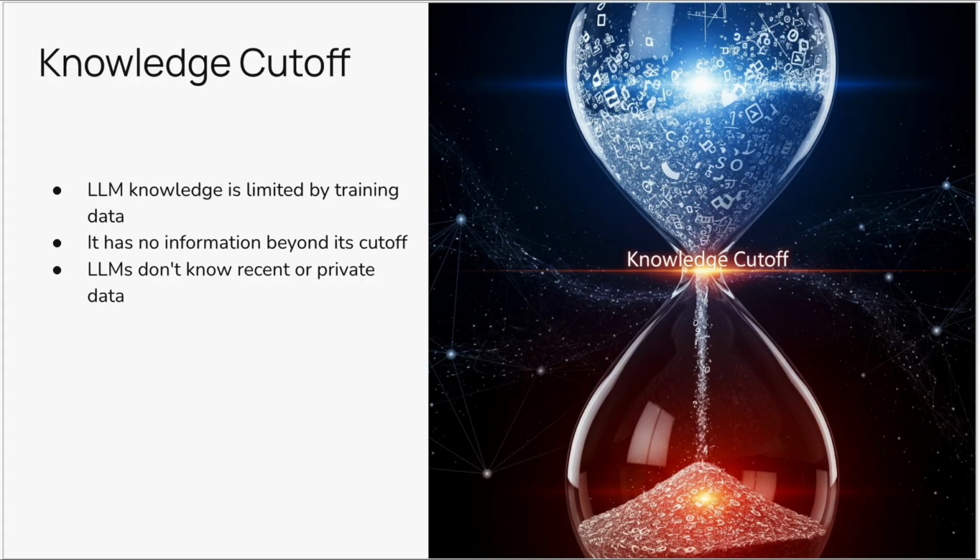The second problem is the knowledge cutoff. Training a model like GPT-4 takes millions of dollars and months of time. So their knowledge is a snapshot. If a model was trained on data up to 2023, it has no idea what happened yesterday. More importantly, it has no idea about your data, your company's private documents, your PDFs, your emails. It's a general purpose brain, not a personal one.